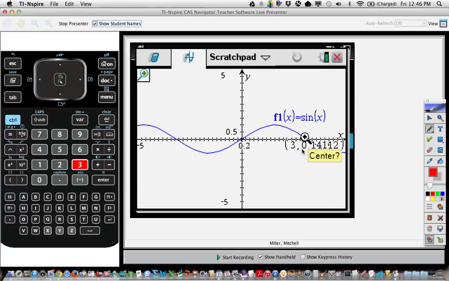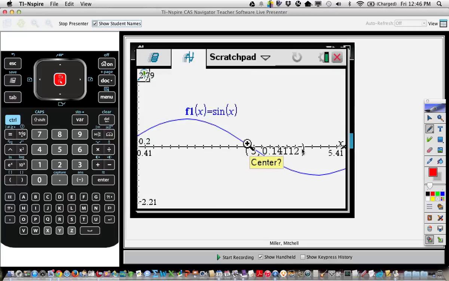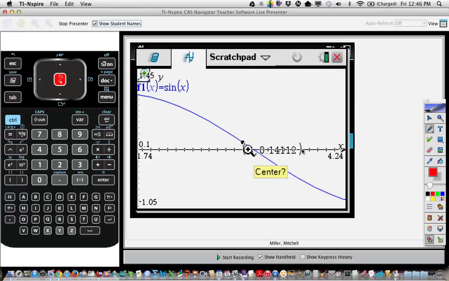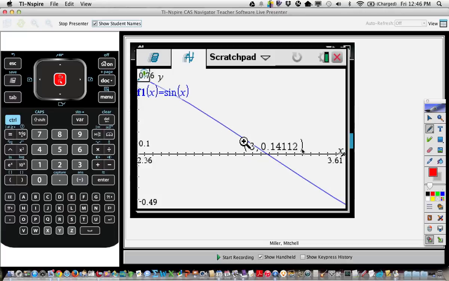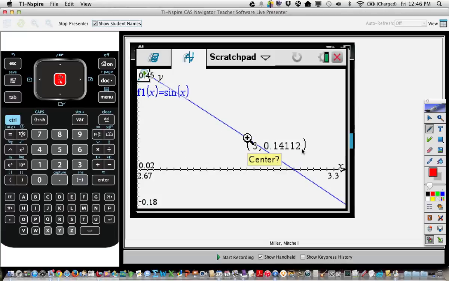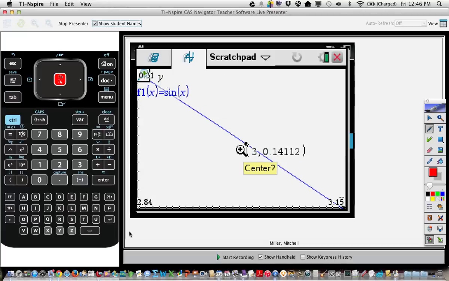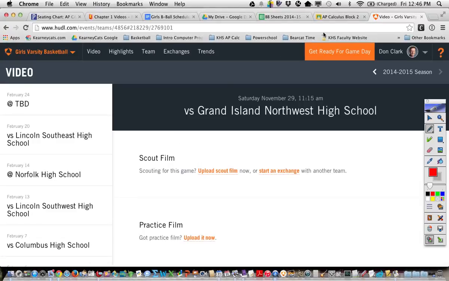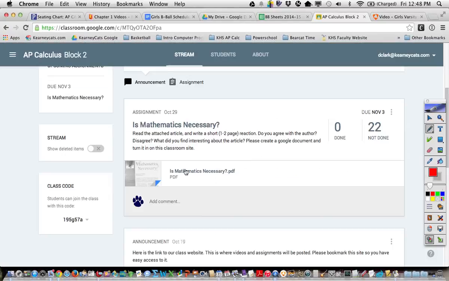Now while he's doing that, and because these guys have to leave here in a little while, part of your assignment for Monday, remember, is that reaction. Now, I might not have been clear yesterday. When you go to the classroom website, I just want to make sure these guys are aware of this before they go.